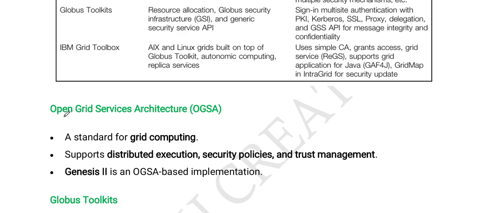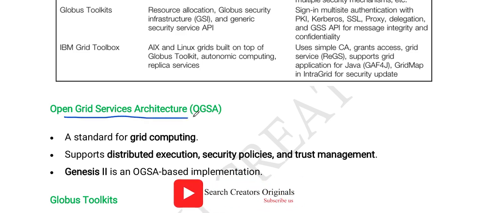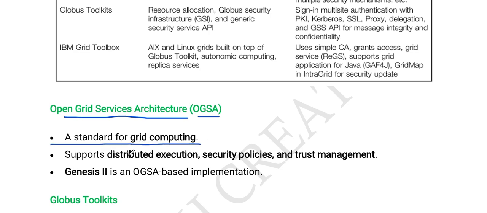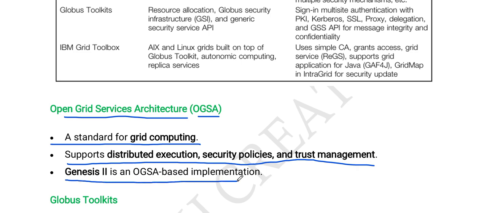Next is Open Grid Services Architecture, which is OGSA, a standard for grid computing. It supports distributed execution, security policies, and trust management. Genesis II is an OGSA based implementation.